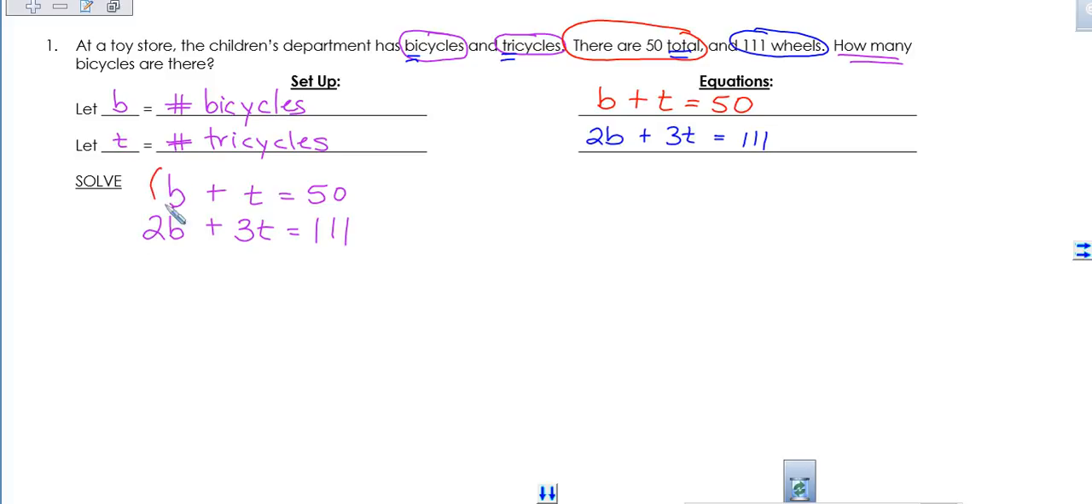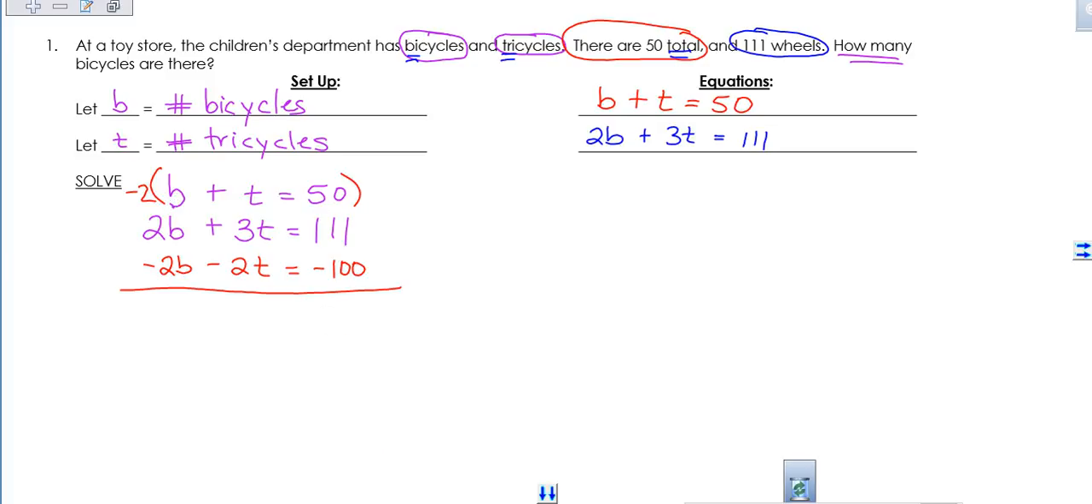So in order to do that, I would have to multiply this whole equation by negative 2. And so I'm going to do negative 2 times b and get negative 2b. Negative 2 times positive t, well that's a negative 2t, equals negative 2 times 50 is negative 100. Okay? And so make sure you don't forget to do this negative 2 times the 50.